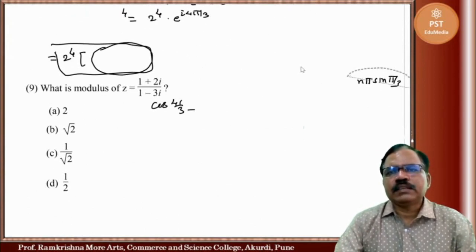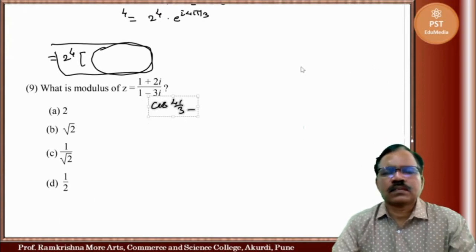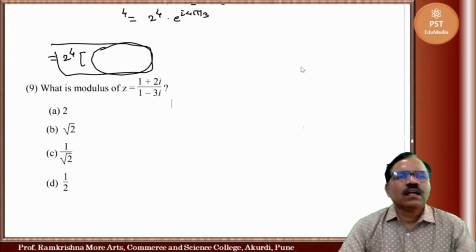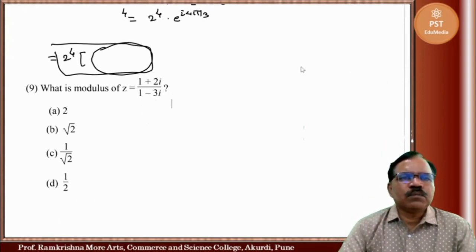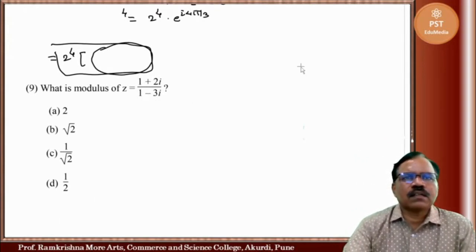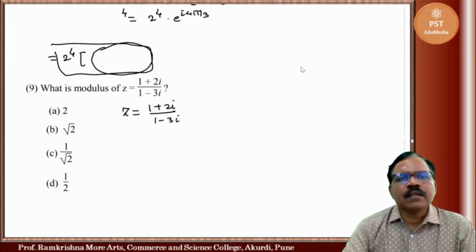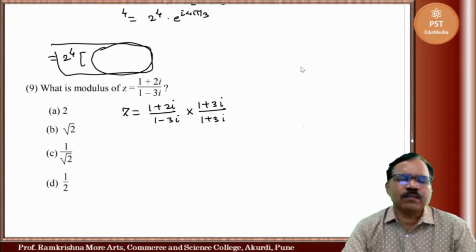Next one you will get, what is modulus of z. So here z is equal to (1 plus 2i) upon (1 minus 3i), multiplied by (1 plus 3i) upon (1 plus 3i).